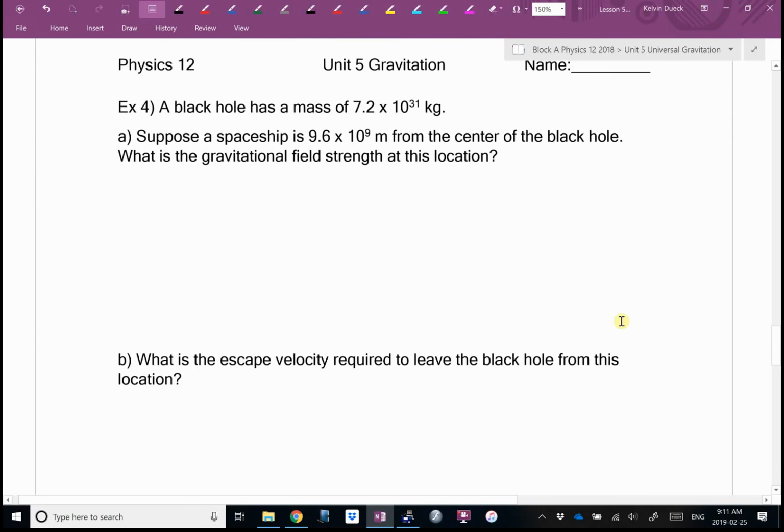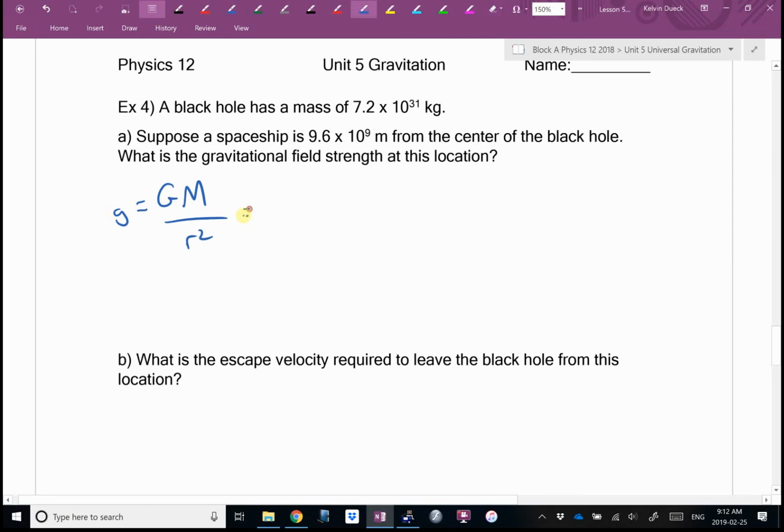A black hole has a mass of 7.2 times 10 to the 31 kilograms. Suppose a spaceship is that far from the center of the black hole. What's the gravitational field strength at this location? Let's see. We said if you take the force of gravity and you just divide by m. This was our gravitational field strength equation, kind of hidden on your formula sheet.